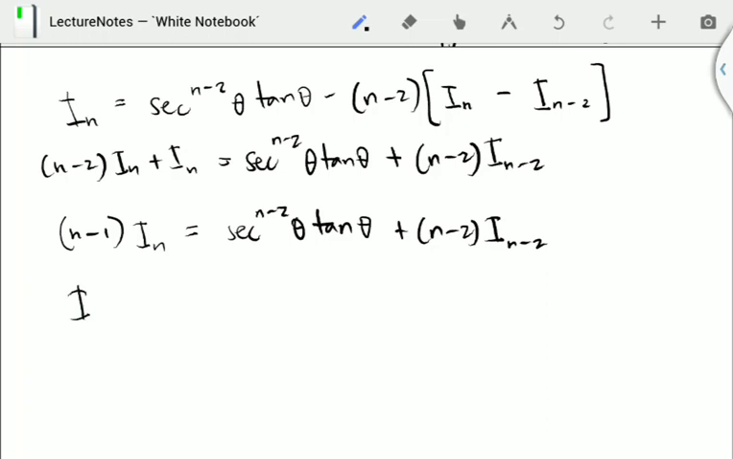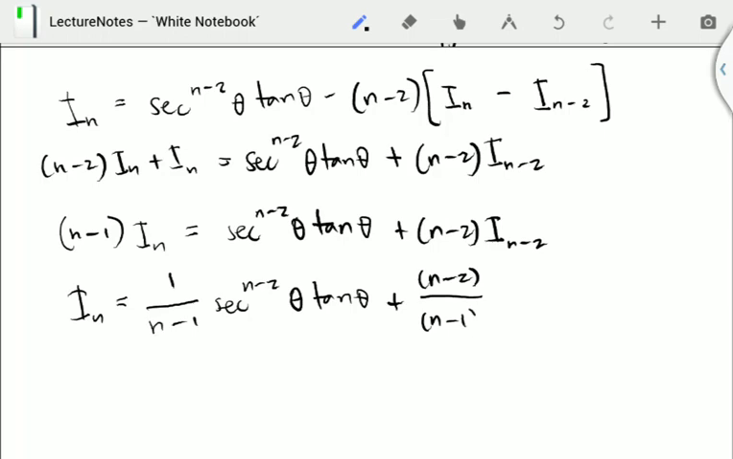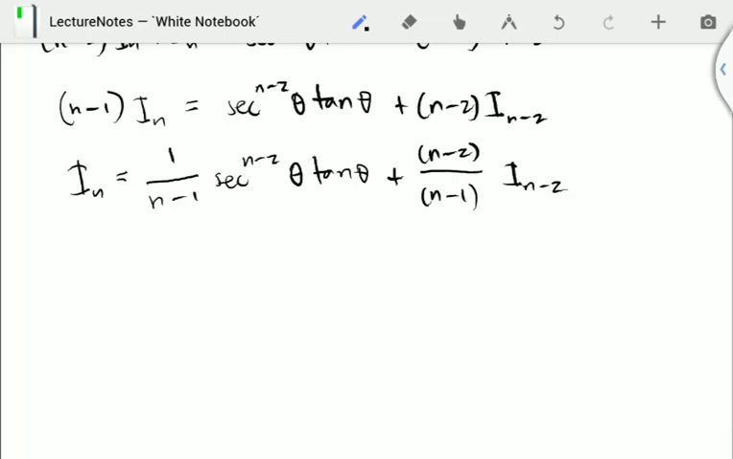Let's simplify. I_n is equal to 1 over (n-1) sec^(n-2) theta tan theta plus (n-2) over (n-1) I_(n-2). In other words, we've written the integral of the n powers of secant in terms of the lower powers. Since we know the lower powers of secant, that's why we were evaluating sec squared, sec cubed, sec to the fourth, and so on, you should be able to evaluate any sec to the n. And this is called a recursive relation.